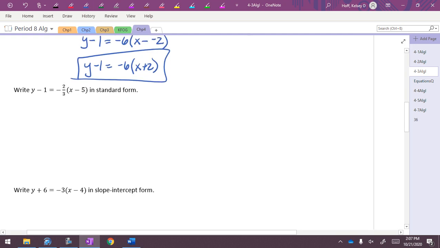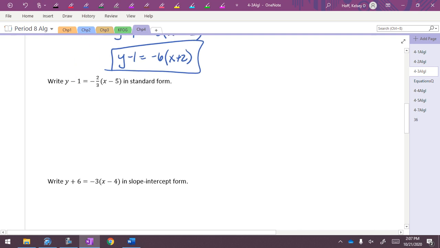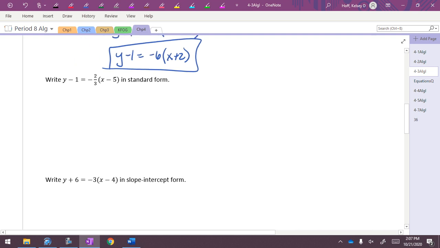So y minus 1 equals -2/3 (x minus 5) in standard form. So they gave us the equation of a line clearly in point slope form because it has parentheses. Point slope form is the only form with parentheses. And they want us to use our background to write it in standard form.